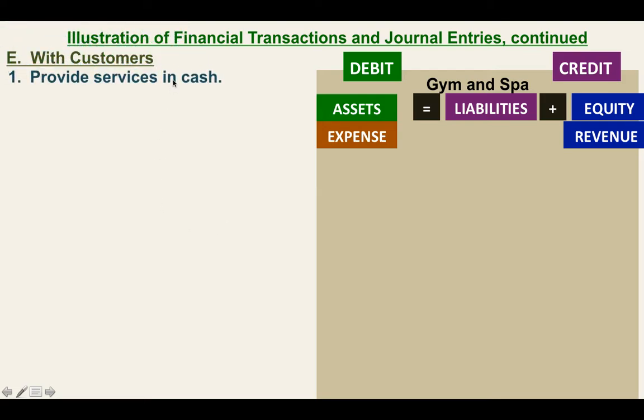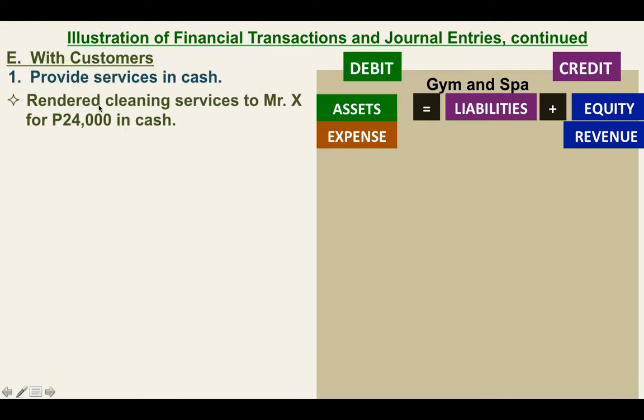Okay, so the transaction for the customers will be provide services in cash, meaning the business gave services. So we will generate service income in that. Provide services in cash. So this is the detailed transaction. Rendered cleaning services to Mr. X. Okay, this is supposed to be rendered spa services, because cleaning services in terms probably of the cleaning services in relation to spa to Mr. X for 24,000 in cash.